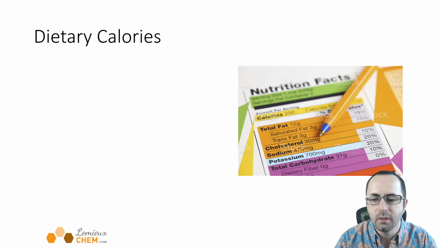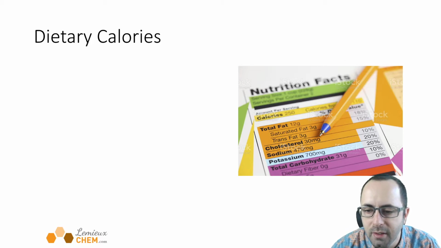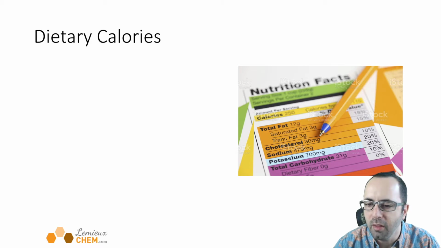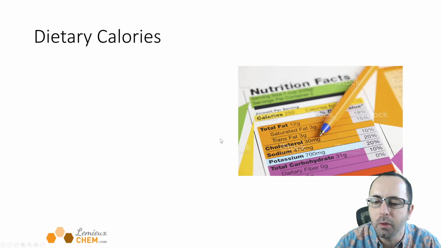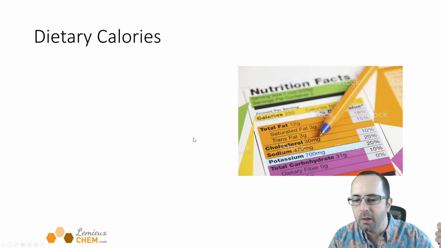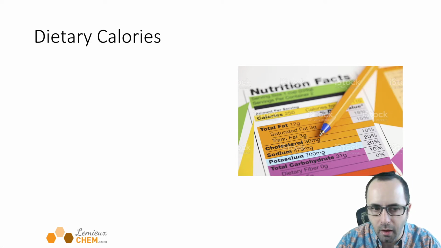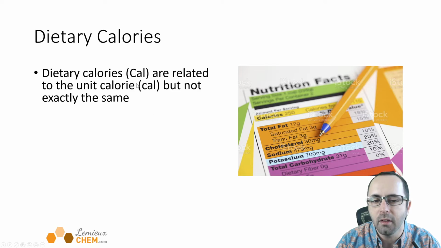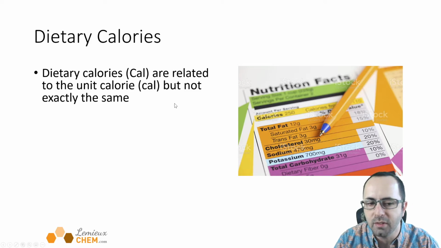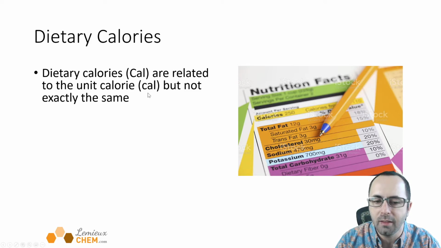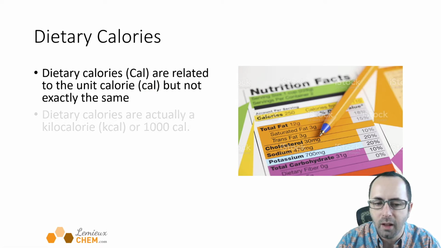Okay. Now let's move on to dietary calories. This is a nutrition label, and it has calories on it. So you might be thinking, we've been talking about calories, right? Well, these are a different type of calories. They are related. The dietary calorie is often indicated with a capital C, so dietary calories are written with a capital C, Cal. We've been writing the other science calories with a little c, cal. They're similar, they're related, but they're not exactly the same.